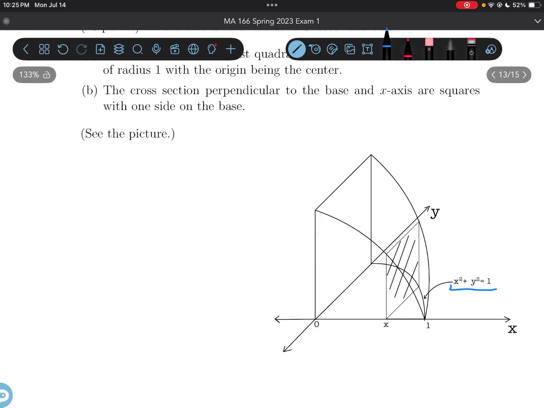So they give us that the equation over here is x squared plus y squared equals 1. I'm going to rewrite this in terms of y. And rewriting it, I get y is equal to the square root of 1 minus x squared.